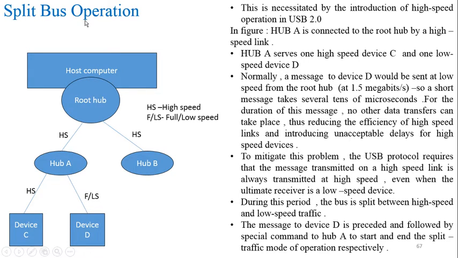This is known as the split bus operation, in order to utilize the maximum capacity of the available link. During this period, the bus is split between high speed and low speed traffic. So the data transmission is completed by following a high speed transfer, then it is split to a lower speed transfer. No need to follow a complete low speed transmission. First follow high speed transmission, then follow a low speed transmission. The message to device D is preceded and followed by a special command to hub A to start and end the split traffic mode of operation respectively.